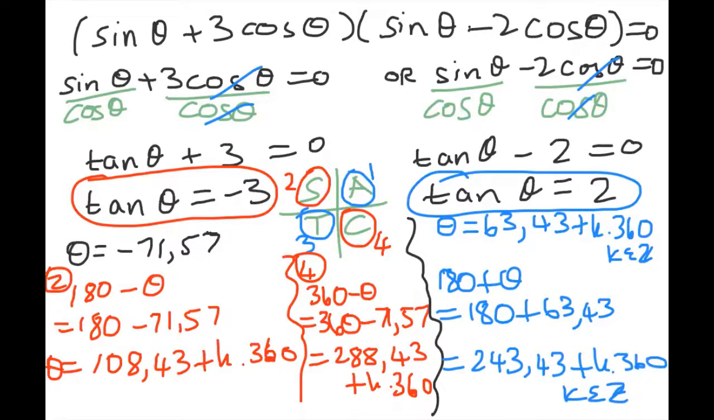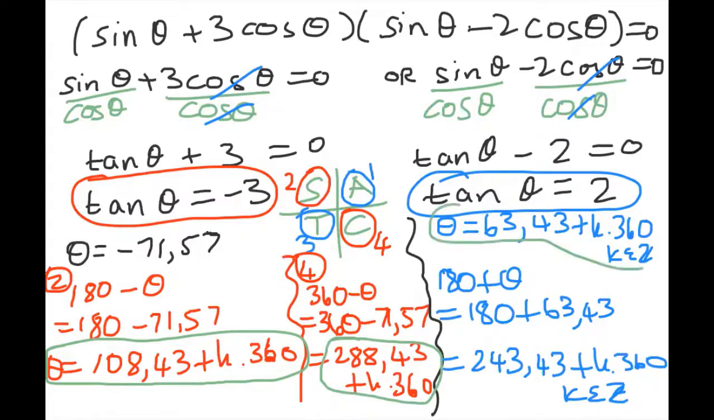So these are 4 answers. This is identified in green. So the one answer is this one here. Theta is 108.43. Second one is this one over here. Theta is 288.43. Then we have the third one. Theta is 63.43. And then theta is 243.43. Yes, so that's the 4 answers that we have.